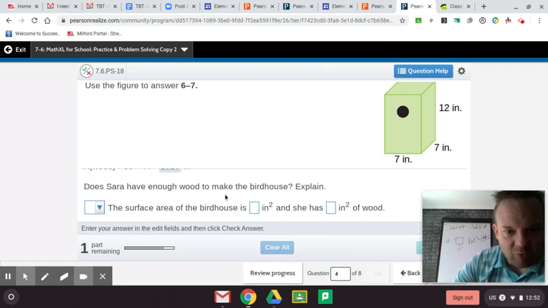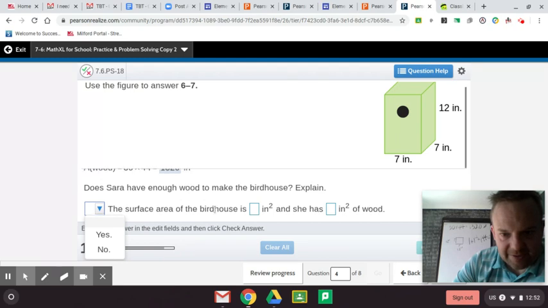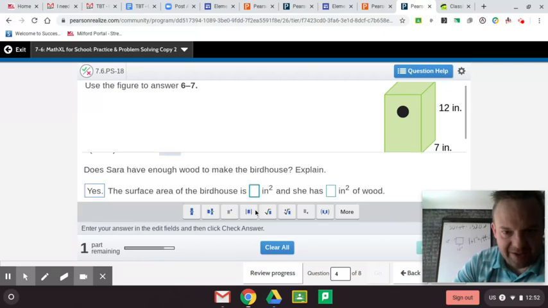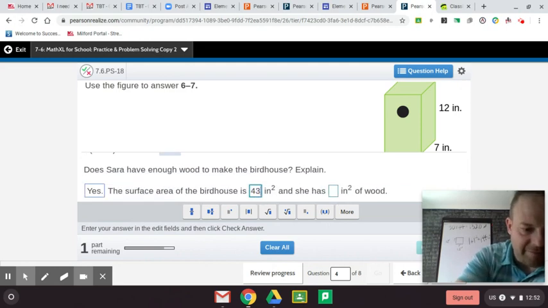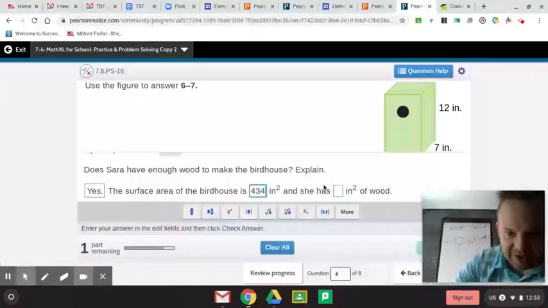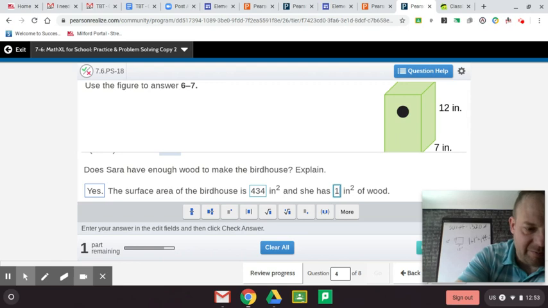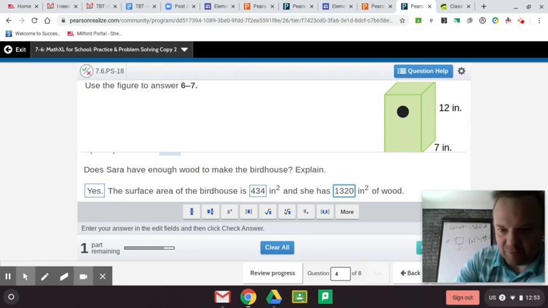Does Sarah have enough wood to make the birdhouse? Explain. So, let's see. Yes. The surface area of the birdhouse is only 434 inches squared. And she has 1,320 square inches of wood.